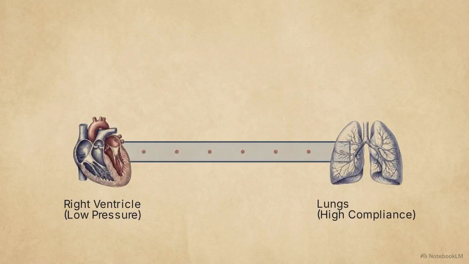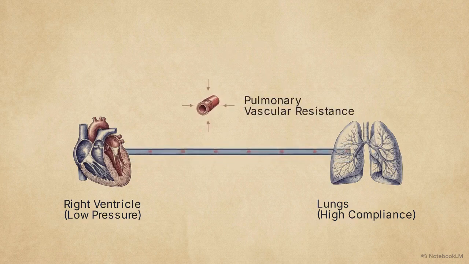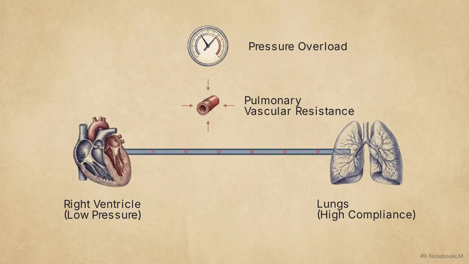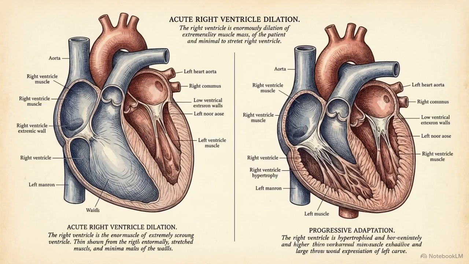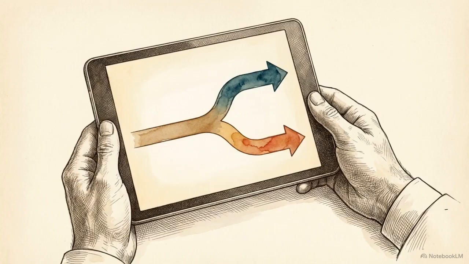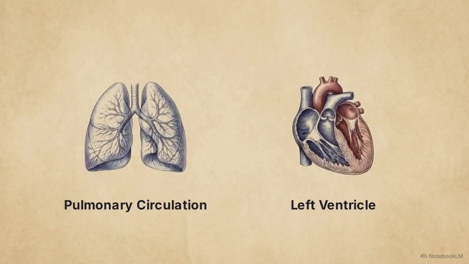Mechanically, the right ventricle is a low-pressure pump designed for a high-compliance circuit. Cor pulmonale occurs when pulmonary vascular resistance increases, forcing the ventricle to work against a pressure overload that induces changes in its morphology. The right ventricle adapts to this pressure based on the timeline of the vascular injury. Distinguishing cor pulmonale from secondary right heart failure is necessary for clinical management. While the symptoms may overlap, the underlying pathology requires interventions that target the pulmonary circulation rather than the left ventricle.